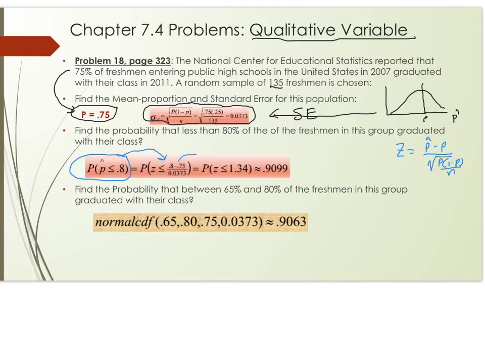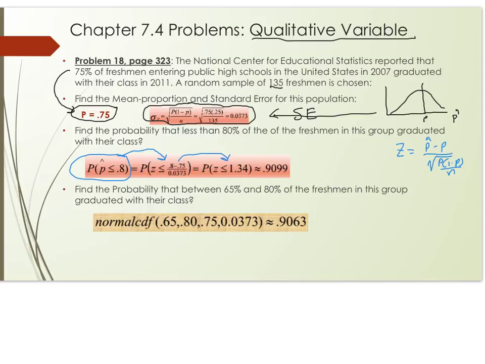And then, of course, we look up on the table, and we're looking for a z value less than 1.34. When we look it up, it's approximately 0.9099, which is 90.99%. So the probability that less than 80% of the freshmen in this group graduated with their class is about 91% of the time.